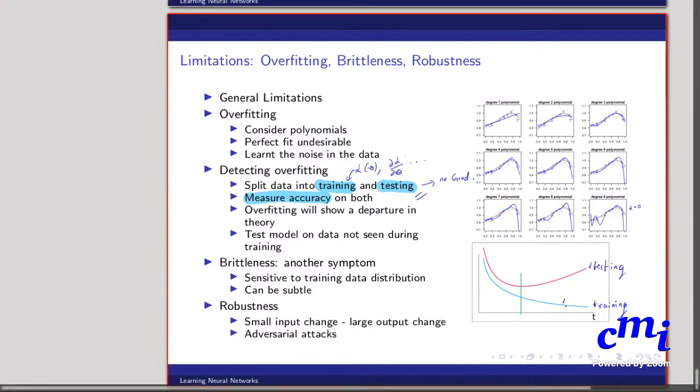And so since you're learning the noise in the data, if we take a different sample of the data, which is basically what the testing point is, it's a different sample where the noise is different. The underlying distribution might be the same, but the noise on top of it is different. Then what you would get is a higher loss on that. So you'd actually do worse.